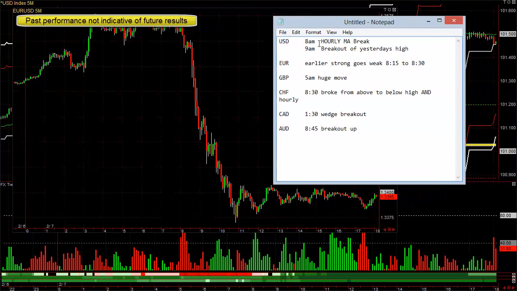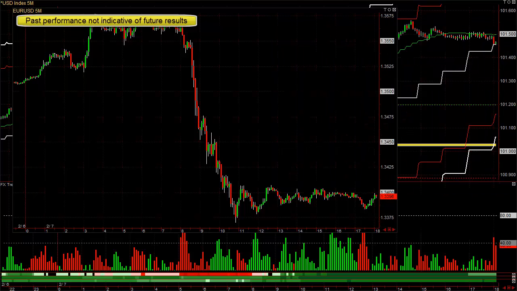At 8 a.m., the hourly moving average broke out, and then at 9 a.m. it broke out the previous day's high. The euro was strong earlier, but goes weak between 8:15 and 8:30. So at 8 a.m., the hourly of the dollar got really strong, and then somewhere between 8:15 and 8:30, and jot down the exact bar's time, the euro got super weak. So one of them was getting stronger, the other one was getting weak.